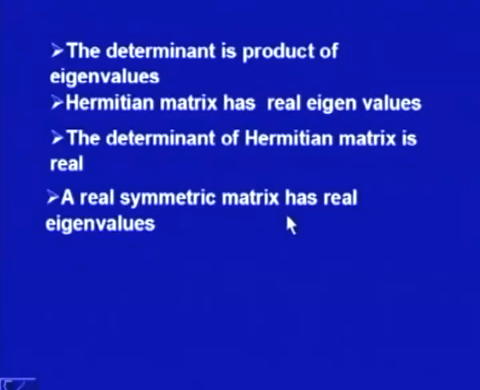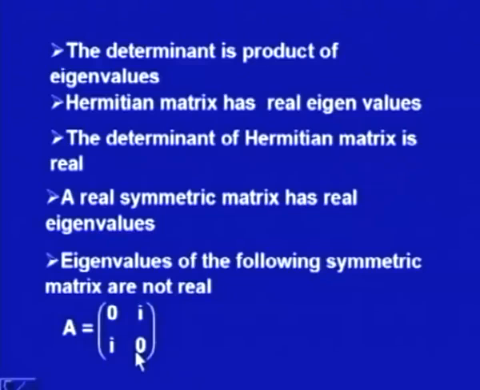Now this is an important result. It says that a real symmetric matrix has real eigenvalues. Now this result can easily be derived from what we have done so far. We have a Hermitian matrix having real values, and a real Hermitian matrix is a real symmetric matrix. So if we use that result, we can easily arrive at the result that a real symmetric matrix has real eigenvalues.